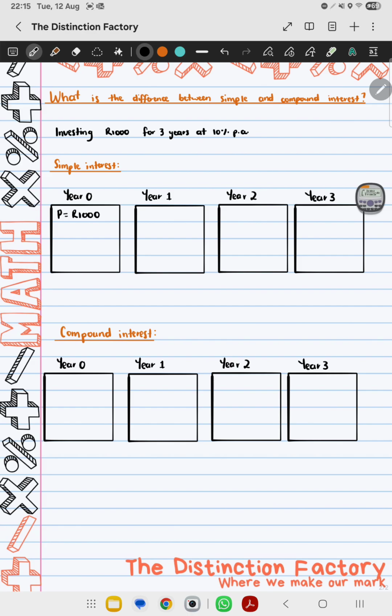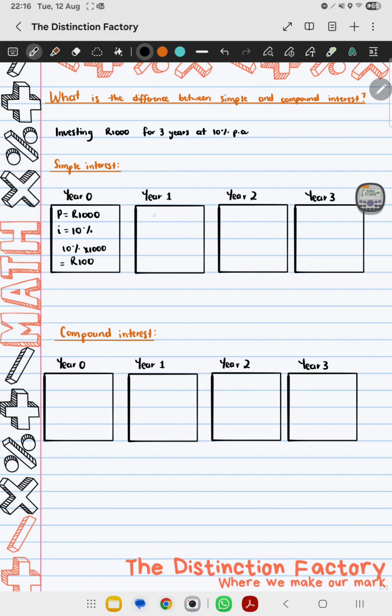The 1,000 Rand is what we are starting off our investment with. So that is considered our p-value. We also know that we have an interest of 10% per annum. And this goes on for 3 years. So this will be our first year, second year, third year. What we do is in the first year, we are going to calculate what is 10% of 1,000 Rand. And this will give us the interest cash value that will be added to the investment. So this gives us 100 Rand.